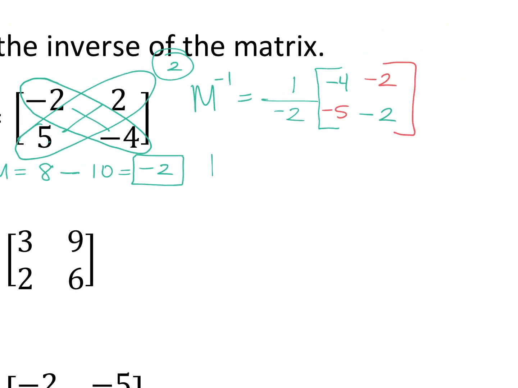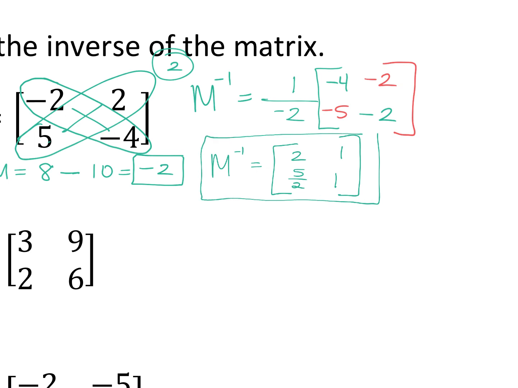You always want to simplify. So the inverse matrix, negative 1/2 of 4 is going to be a positive 2. Negative 1/2 of negative 2 is a positive 1. Negative 1/2 of negative 5 is a positive 5/2, or you could call it 2.5. I don't mind if you do that. And then negative 1/2 of negative 2 is another positive 1. So this is the inverse of m. Okay, so find the determinant, set it up in that equation of the inverse, and then multiply that out, and you're done.